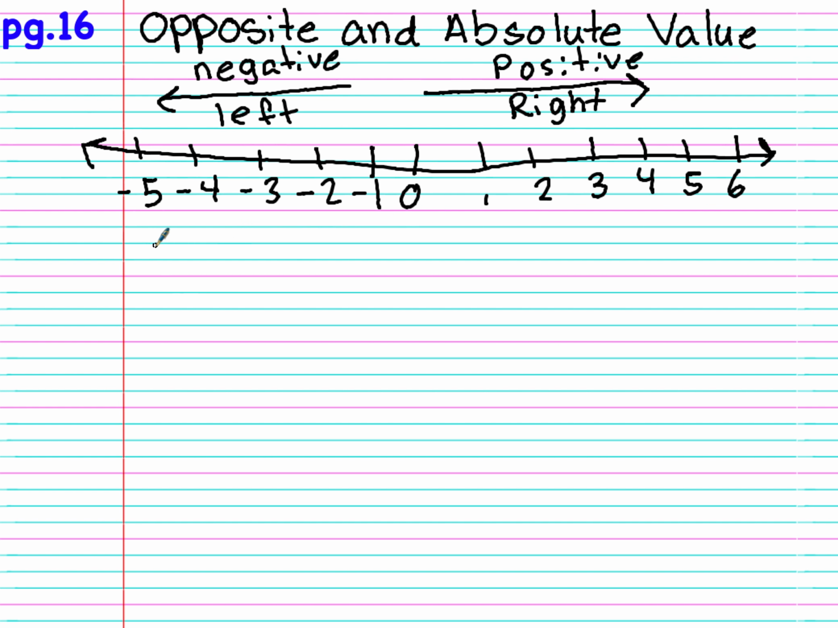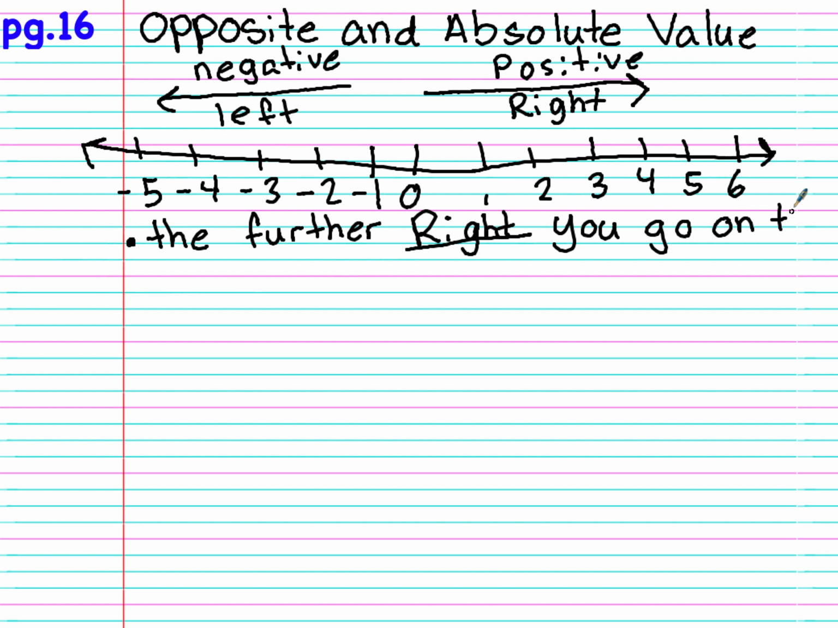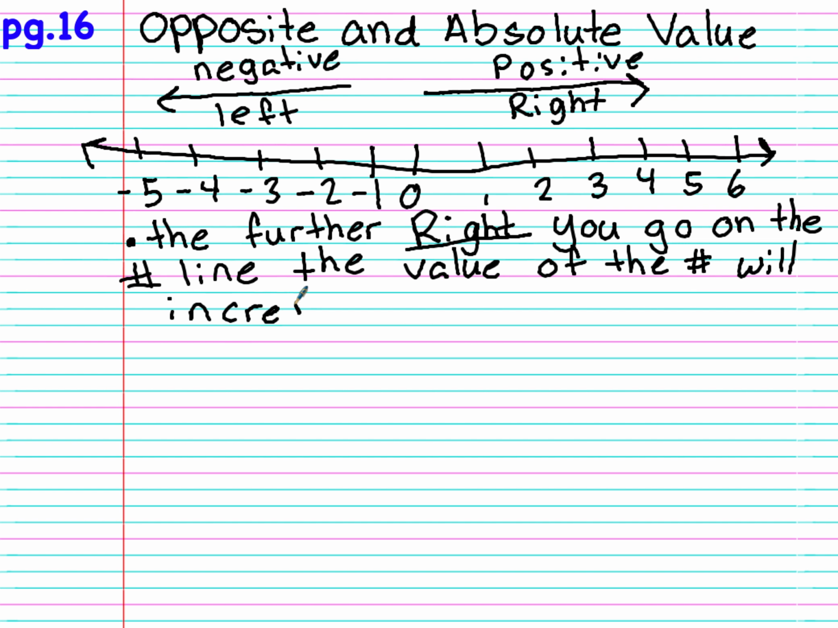All right, so underneath it, you're going to have 2 little bullets. I need you to write the further right you go, and you're going to underline the word right. So the further right you go on the number line, the value of the number will increase, and you're going to underline the word increase.